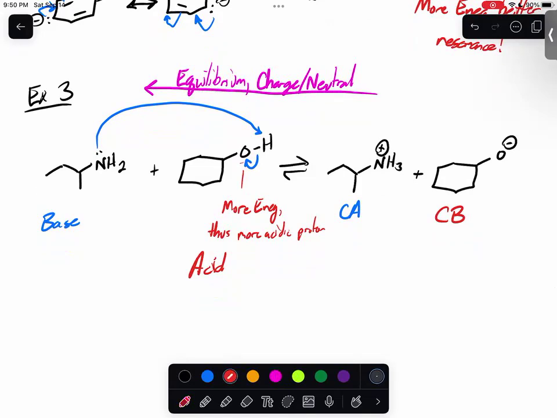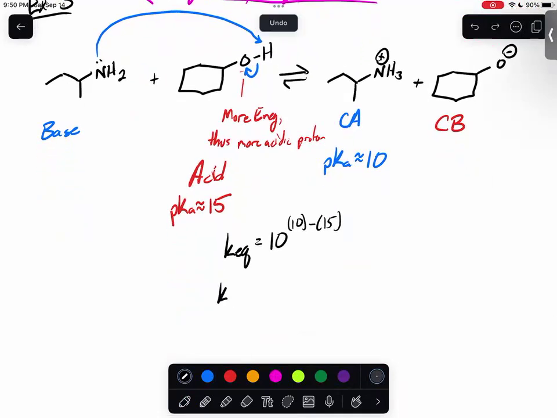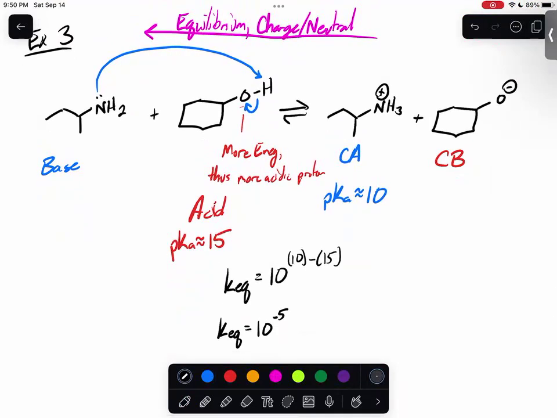But in this case, we actually have some data that we can use to back this up, right? Where the acid here has a pKa of about 15, it's an alcohol. And the conjugate acid has a pKa of about 10. So indeed, we can say that the KEQ here is equal to 10 to the 10 minus 15, right? Because it's conjugate acid minus acid. So we do know in this case that the KEQ is 10 to the negative fifth, right? So we can confidently say that it points towards the left, and it is due to neutral charges. But this isn't always the case, right?